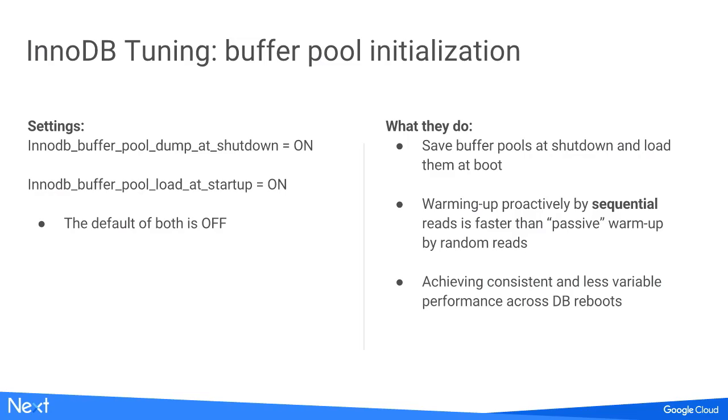Now, the next set of parameters is buffer pool initialization. We enable buffer pool persistence at shutdown and buffer pool preload at startup. This allows us to pre-warm the cache and reduce performance variability across DB reboots. Pre-warming the cache is better than randomly warming it up during your production workload. Next one.